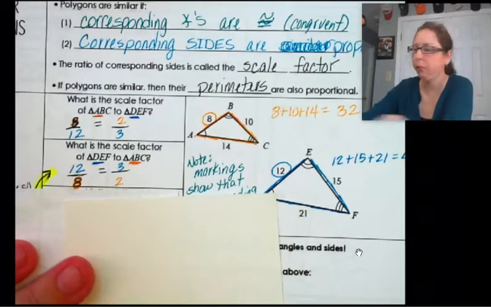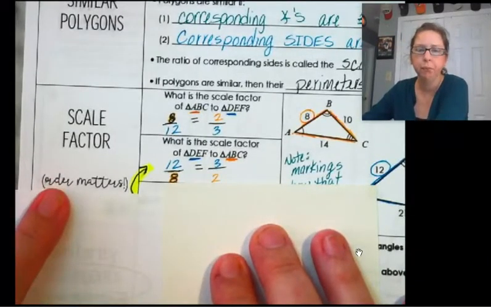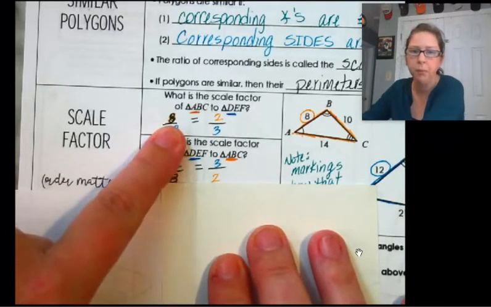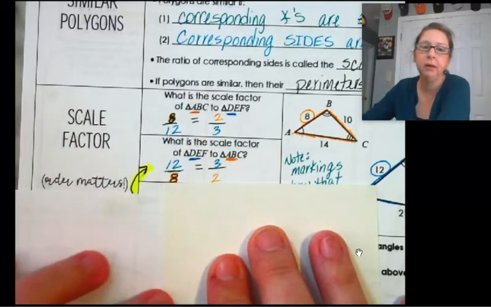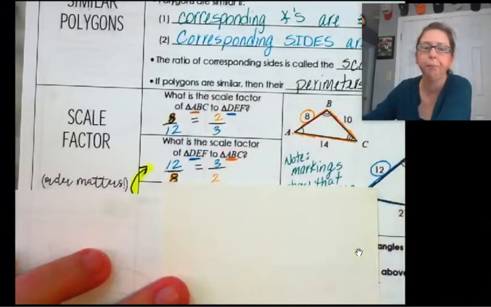So in this sidebar over here, it says order matters. So whatever triangle they give you first, those numbers have to go on top, okay? Because it won't give you the same results.